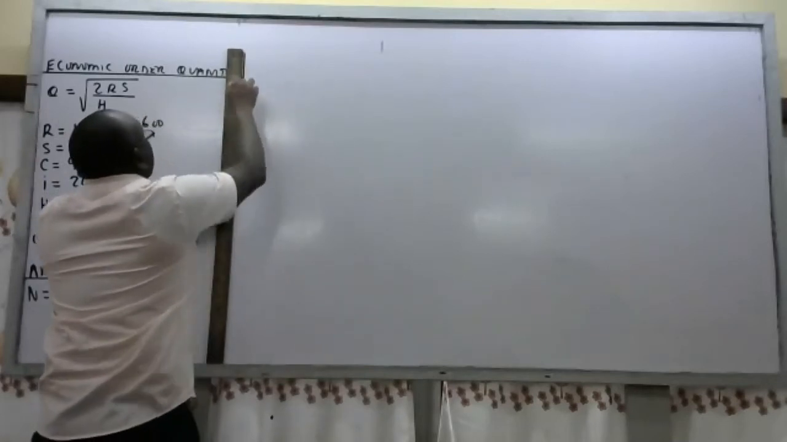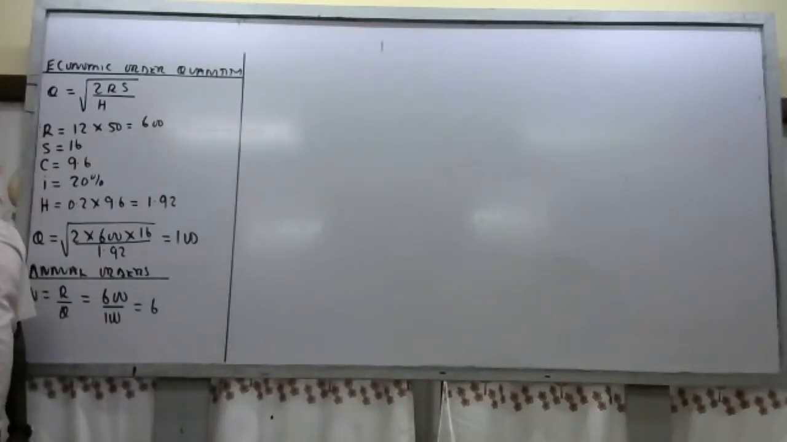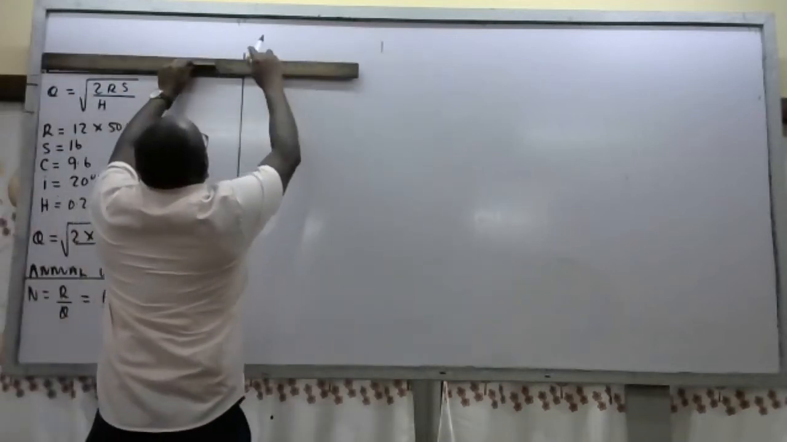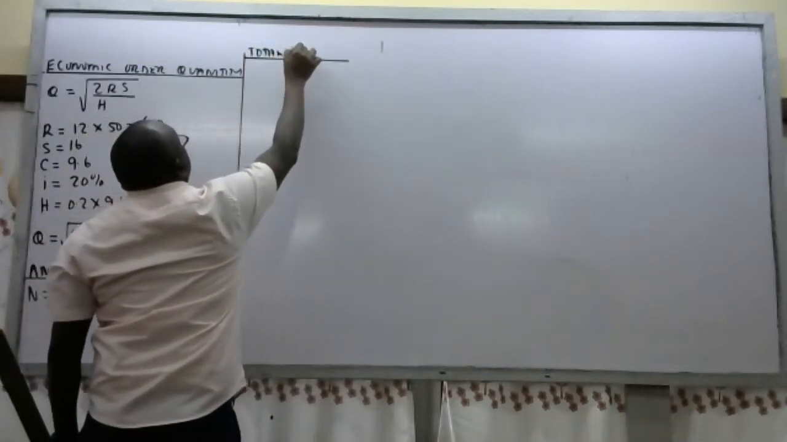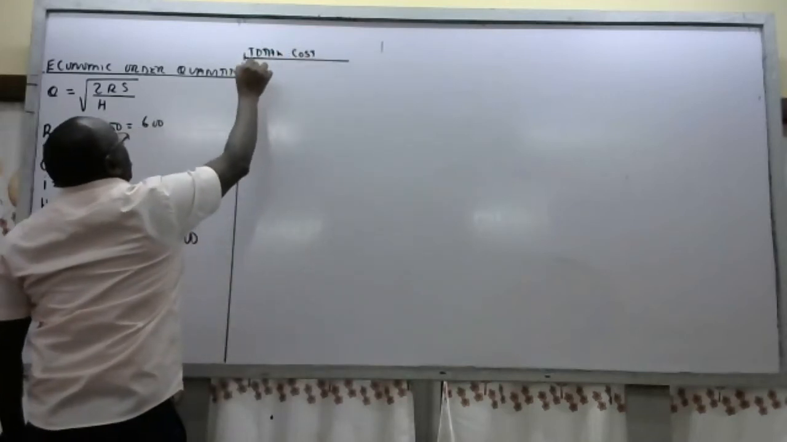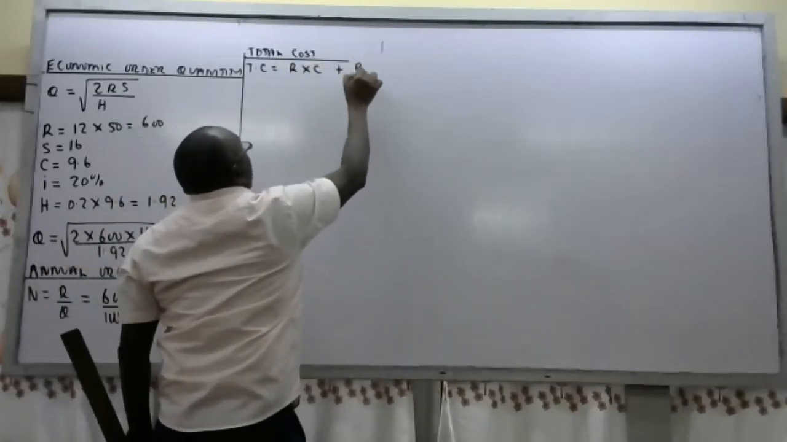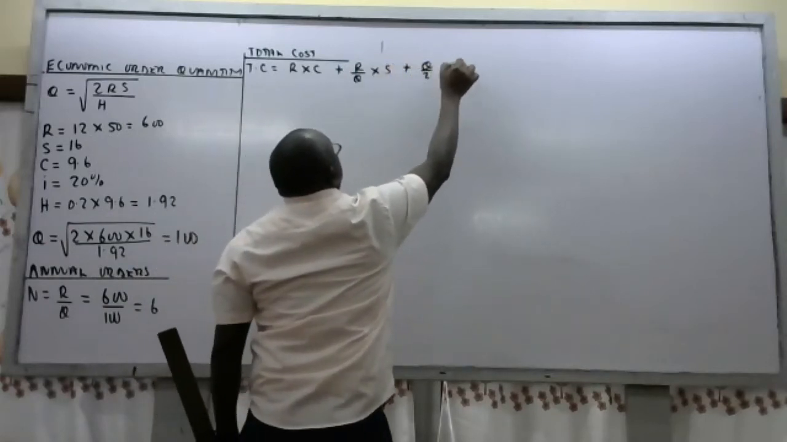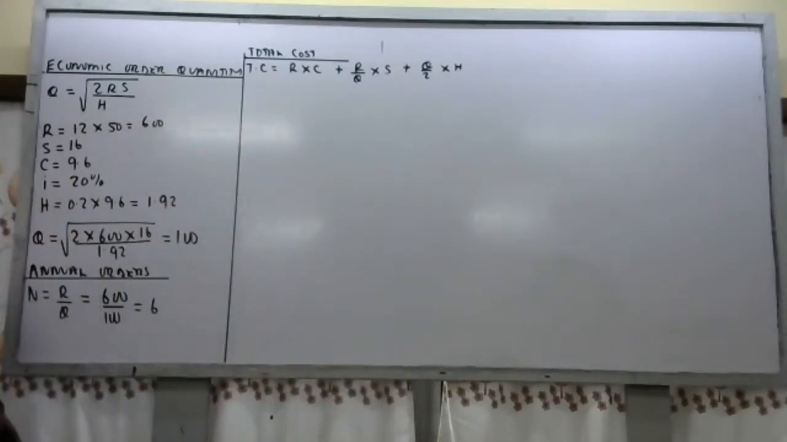The next thing that we are required to justify is whether the discount is good. So let's begin by writing the formula of the total cost. Total cost, we know it is R times C plus R out of Q times S plus Q out of 2 times H. That is the formula of getting the total costs.